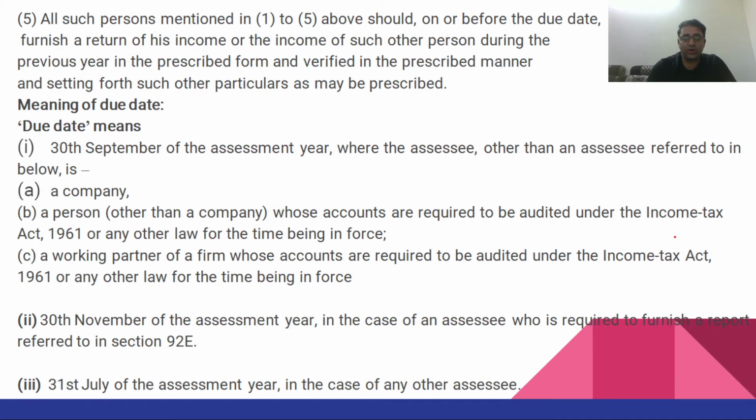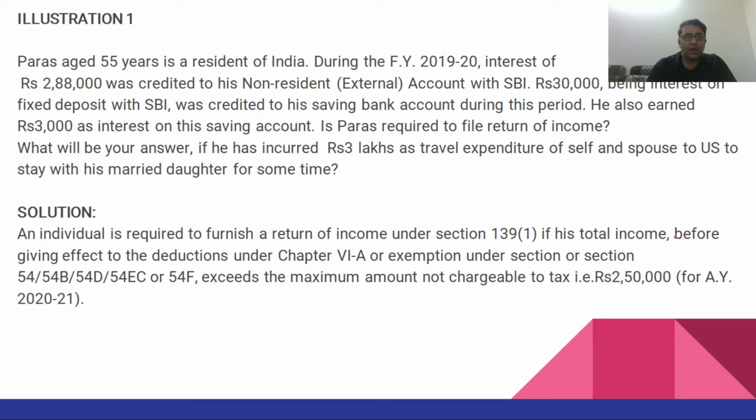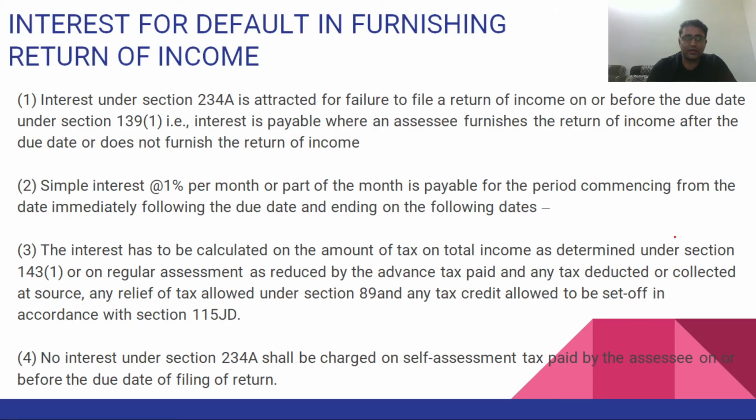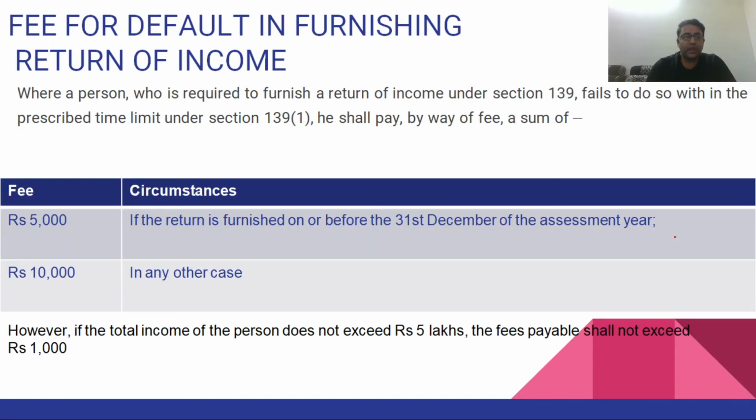Then we spoke about due dates. The due date of filing returns normally is 30th September, 30th November, or 31st July, as the case may be. And then we went through an illustration where a person was required to file the return. Then interest on default. There is interest under section 234A. In case the returns are not filed on the due date or are not filed at all, there is simple interest at 1% per month, a part thereof is payable. Then the late fee for filing of returns is 5,000 or 10,000, as the case may be, and there is also a provision to charge a late fee for filing returns of 2,000.